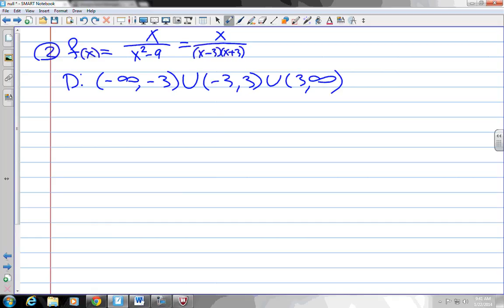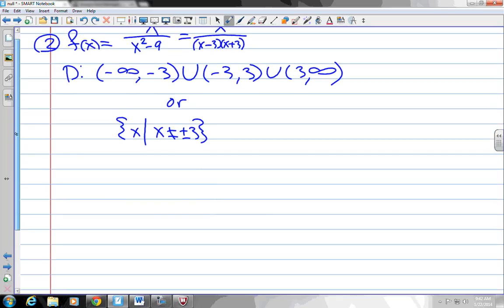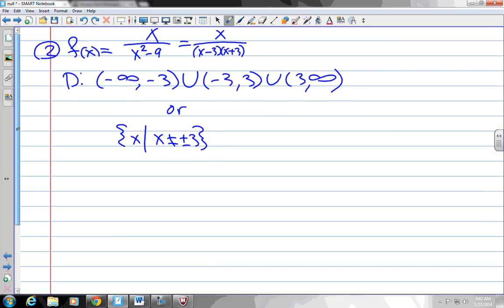Or it is much more convenient to express this using the set builder notation. The set is full of x's. What are those x's? Well, all x's except for 3 and negative 3. So it's much more condensed. Okay? So with the square roots, make sure the radicand stays non-negative. With quotients, make sure denominators don't turn into zeros.